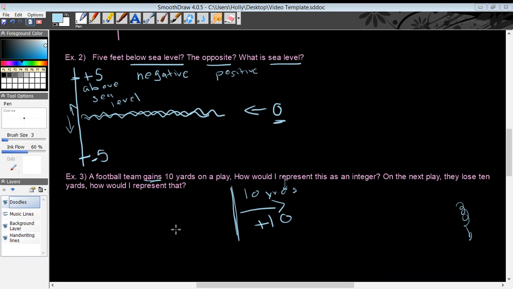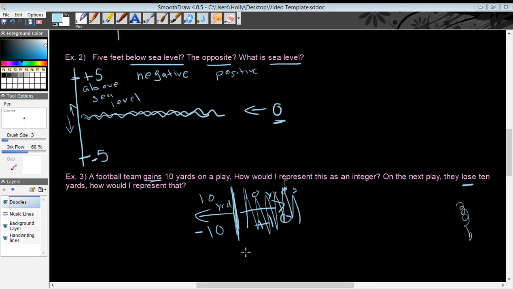Okay? On the next play, they start again. But this time, instead of gaining 10 yards, they lose 10 yards. So they have to go back this way 10 yards. What integer do you think this is represented by? Remember, an integer is a positive or negative whole number. The integer that best represents this would be negative 10 because they lost 10 yards.